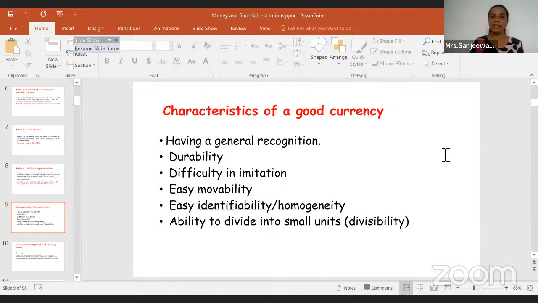So when there is a question to name and write or state the characteristics of good currency, don't write the functions. These are the common mistakes that the children do. Okay, so don't write the functions for characteristics, and for characteristics, don't write functions. Okay, so don't mix these two. So now we'll take the first characteristic, having a general recognition.